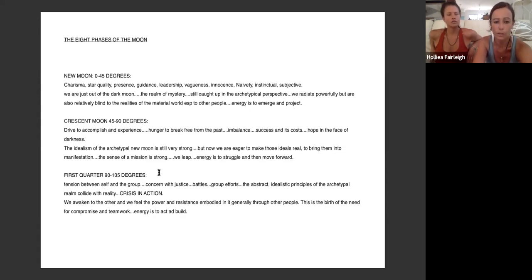So anyway, first quarter is crisis in action. It's like tension between the self and the group, concerns with justice. And it's the first real crisis point where they're sort of like, okay, how do I move forward in an action way? Because one part of me is telling me to do this and the other part is telling me I need to move, but it's sort of a standstill where it's not always easy to move forward. Something has got to be stationary or learnt from the experience before there can be breakthroughs with people in this first quarter.